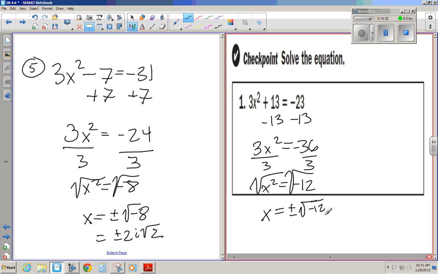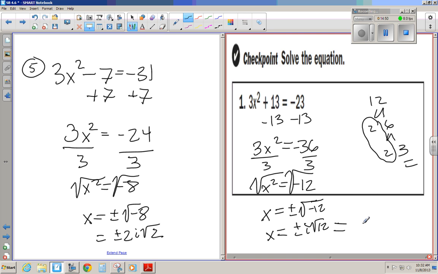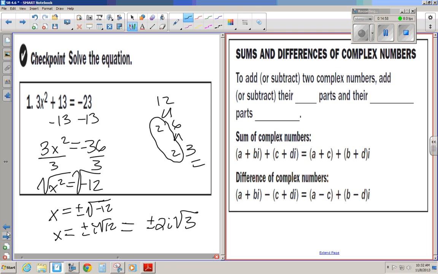All right. Negative 12. Well, we bring the negative out, and it's plus or minus i square root 12. And then 12, you factor tree. Here's a pair of 2's, and a 3 left over. So it's plus or minus, the 2 comes out, and the 3 is left over.